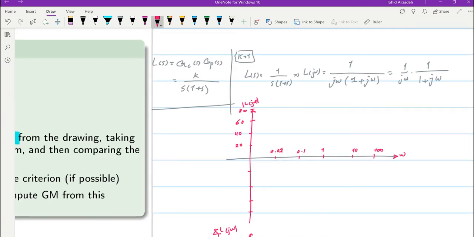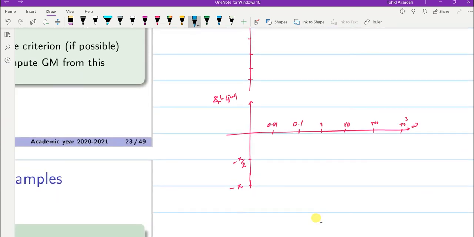We have two terms here. 1 over j omega is the first term that we can consider. We know that for 1 over j omega, we have the phase being constant at minus pi over 2.